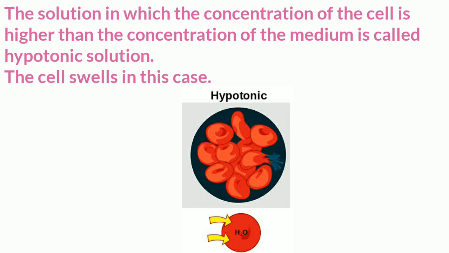Now you all must have the concept of concentration very clear in your mind. The concentration of the cell is higher than the concentration of the medium. It means the solute concentration of the cell is high. So there is a low water concentration in the cell. And the concentration of the medium is low. That means it has a low solute concentration, but it has a high water concentration. So as the water concentration is high in the medium, the water moves from the medium into the cell, and hence the cell swells in size.